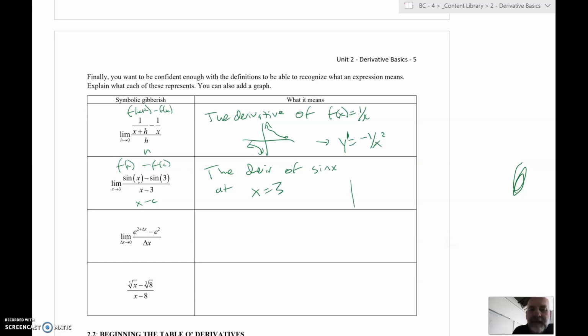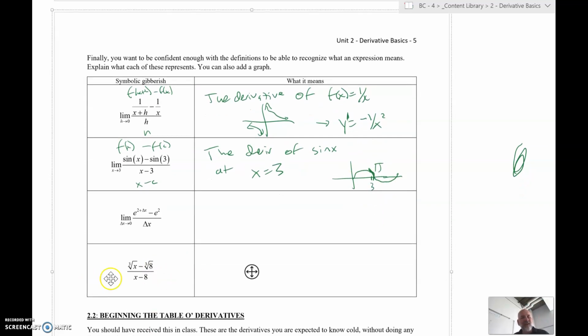If you think of sine x, it looks like this, and pi is right here, that's 3.14. So you're a little bit before it, at x equals 3, a little less than pi. Working out this limit would give you some negative number, and that would be the slope of the tangent line at 3.